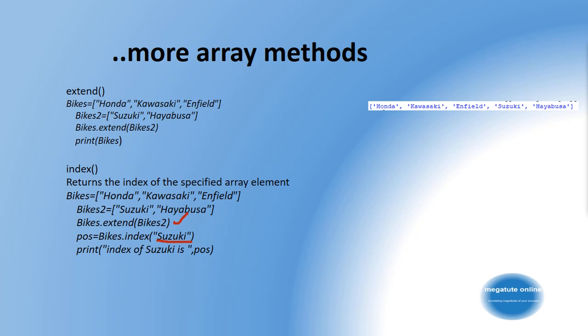So if I look in the combined list, because Honda will have the 0 position, then this will have first position, this will have second position, this will have third position. Okay, so the position variable POS will store the index of Suzuki, and then it's going to print the position. So when we run it, we'll observe that the output will come as index of Suzuki is 3. Okay, because as I explained to you, it would be in the third position of the combined array.